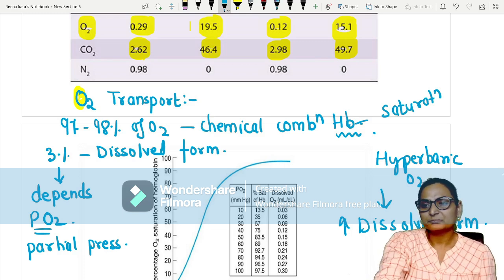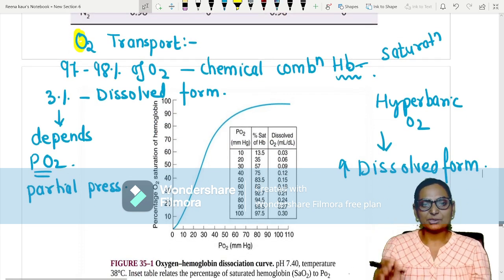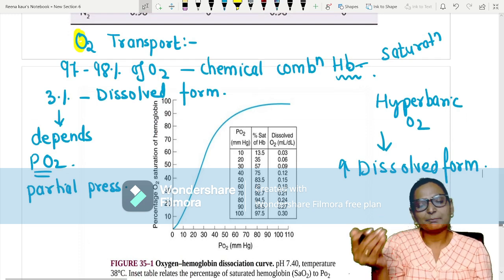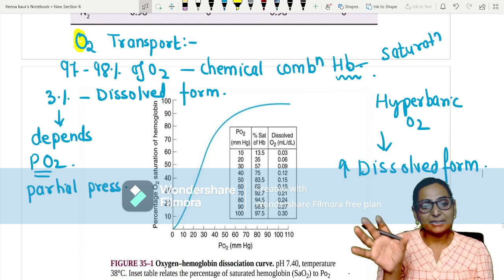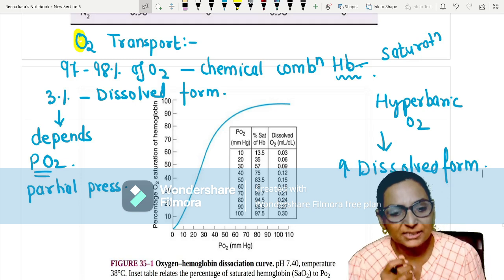Right? So whenever you hear the term hyperbaric oxygen, it is giving oxygen at high atmospheric pressures which cannot increase the bound form, but it can increase the dissolved form.